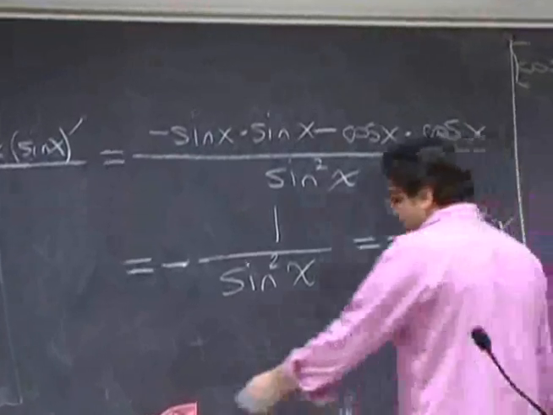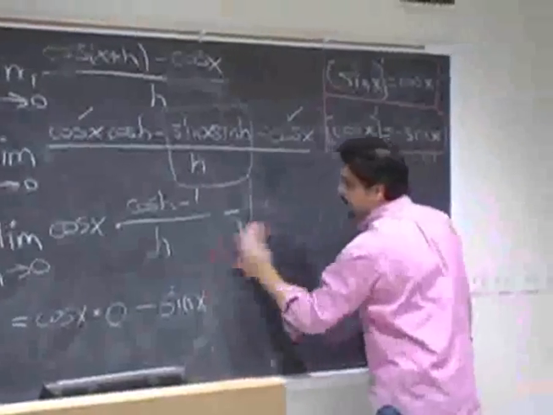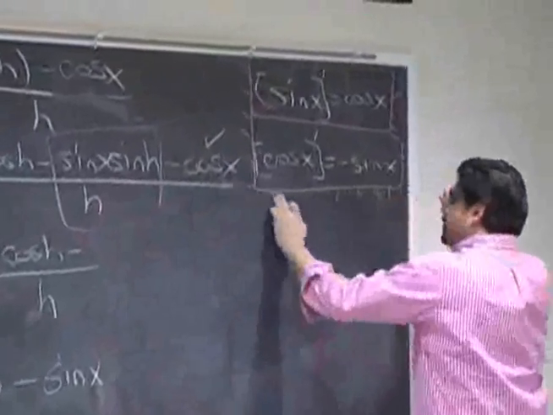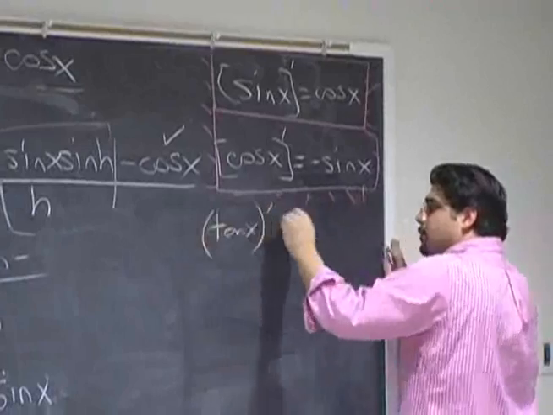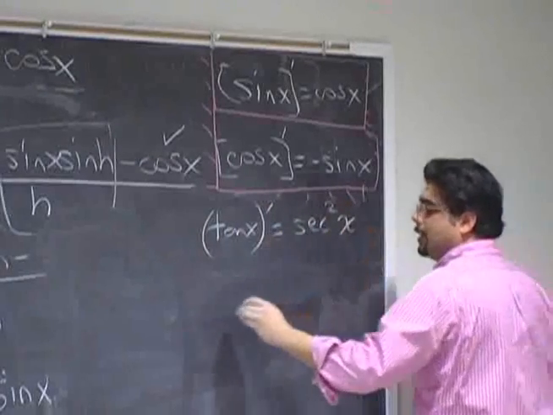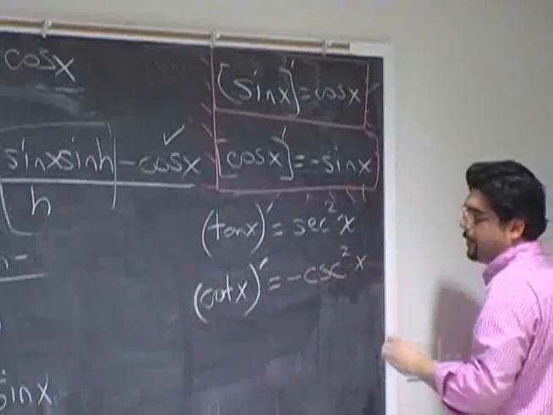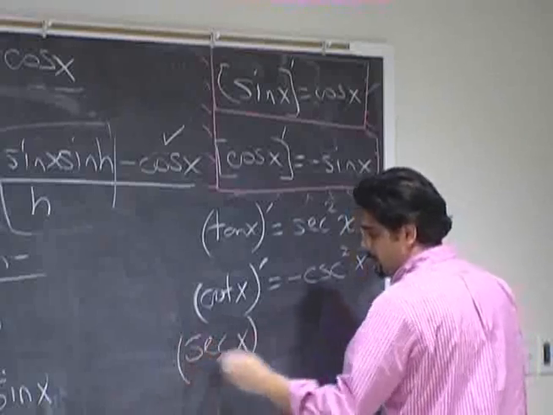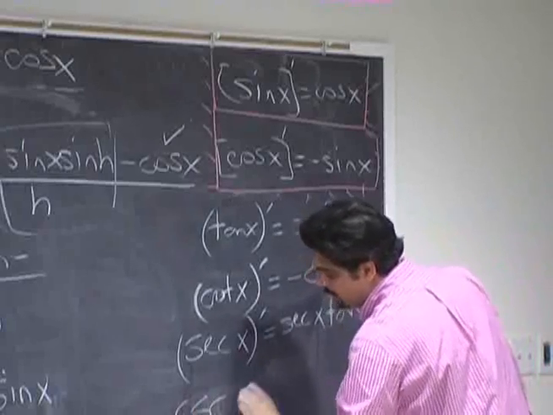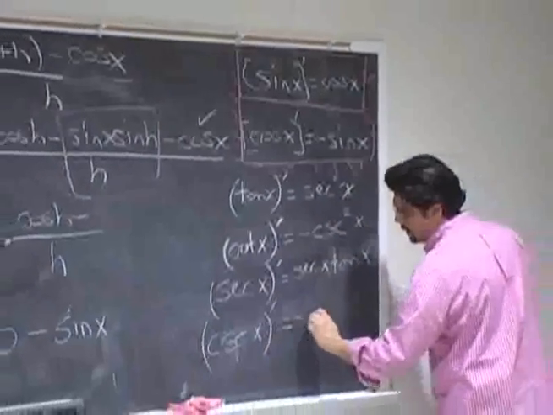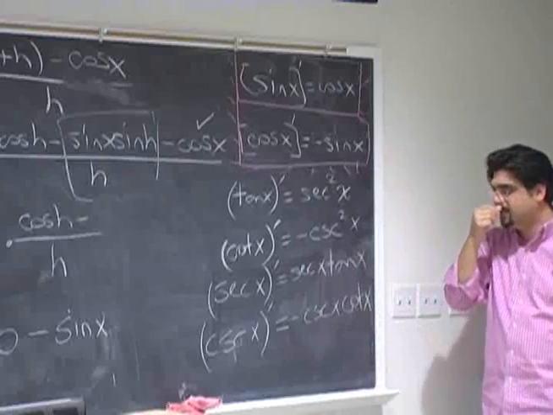So then we can add to our list here of derivatives of trig functions. As a matter of fact, I'll write down the rest. So tangent x prime will be secant squared x, and cotangent x prime is negative cosecant squared x. The derivative of secant x is secant x tangent x, and the derivative of cosecant x is negative cosecant x cotangent x. And these are the derivatives of the 6 trig functions.